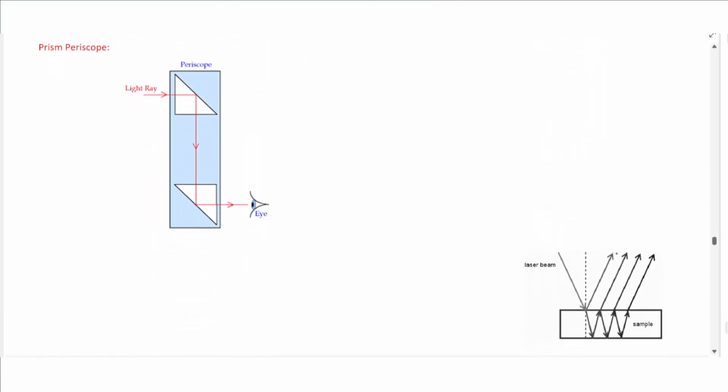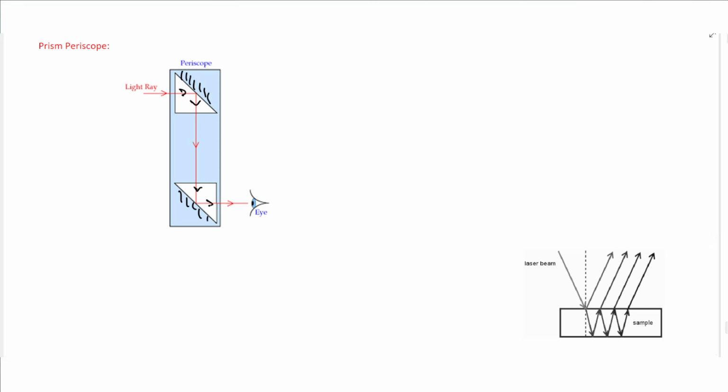And we use these prisms also in periscopes, just like the mirrors. The angle is 45 and the reflecting surfaces are parallel to each other, but the light has to enter inside the prism to be totally internally reflected.